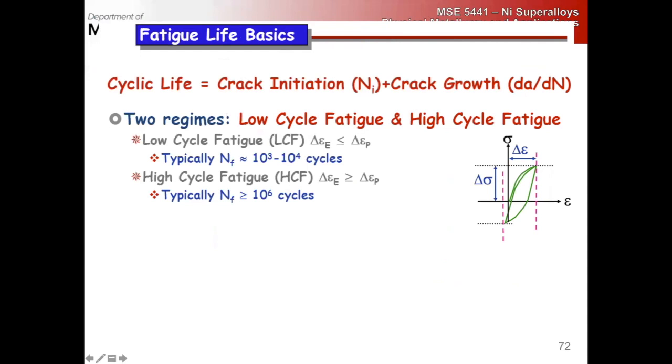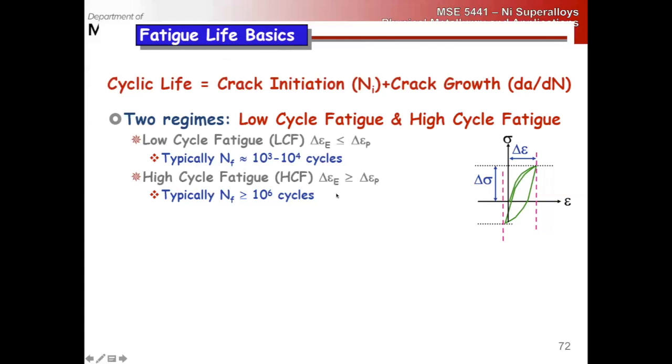What we definitely want to avoid is low cycle fatigue failure, right? We can quantify that as where the increment in elastic strain is less than the increment in plastic strain. This is just a rough thing. We can think about this as 1,000 to 10,000 cycles. And what's the primary low cycle fatigue event? This is the number of engine startups and shutdowns, so the number of flights that an engine takes.